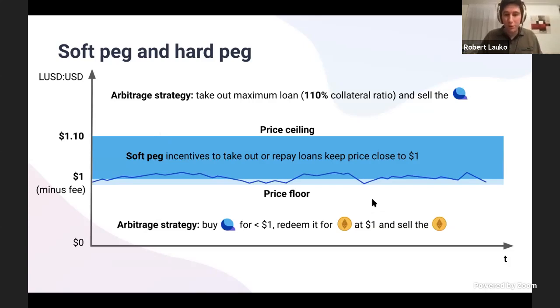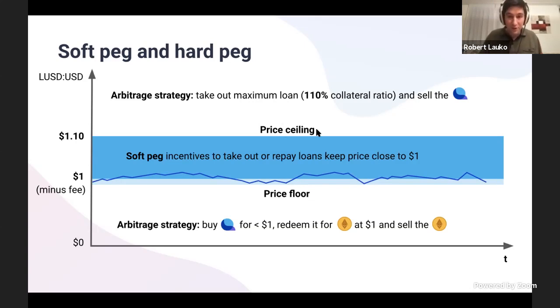And this, if you put that all together, leads to a nice price dynamics, because we can basically have a price floor down here. If the price is below $1 minus the fee that you would pay on redemptions, in that area, it makes sense for you to redeem.